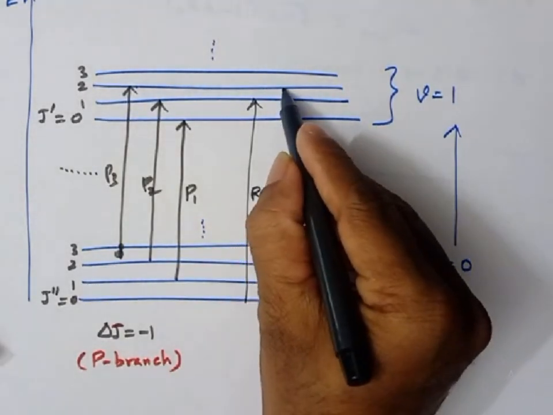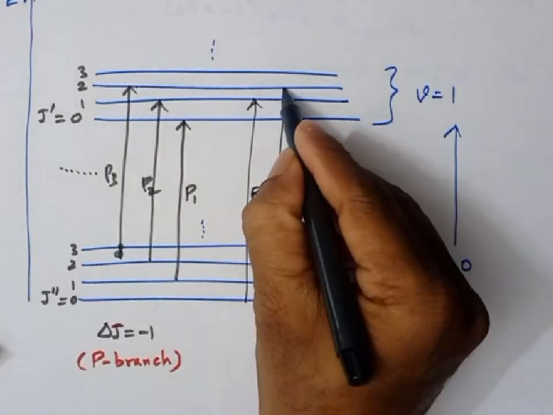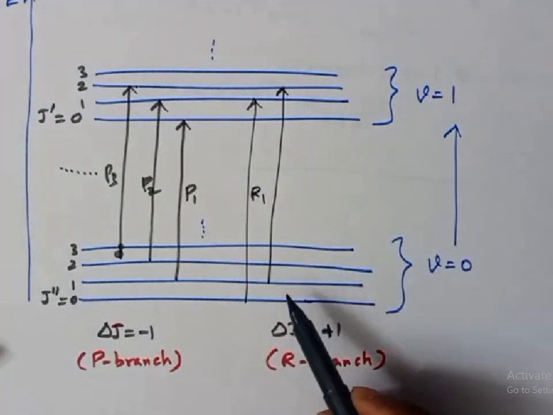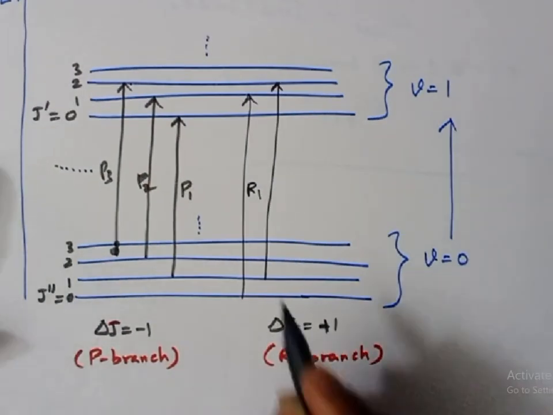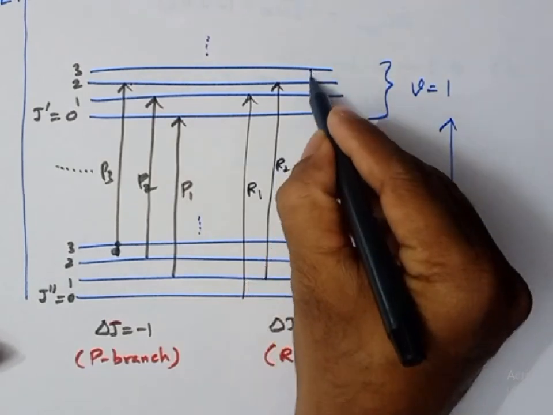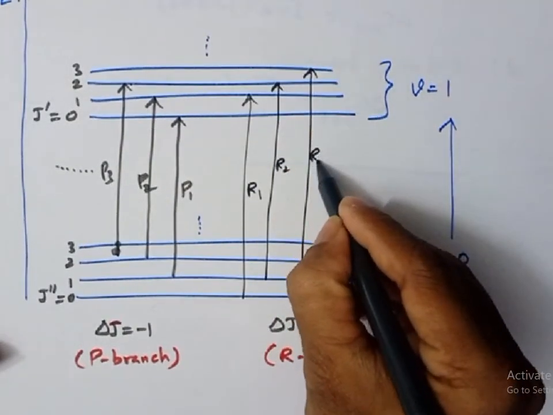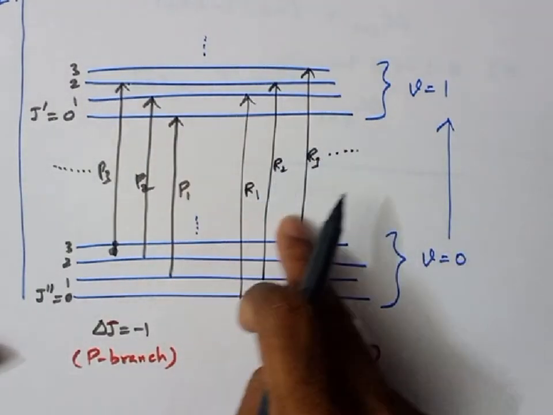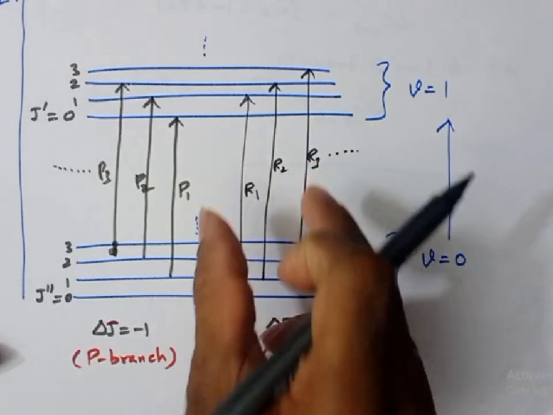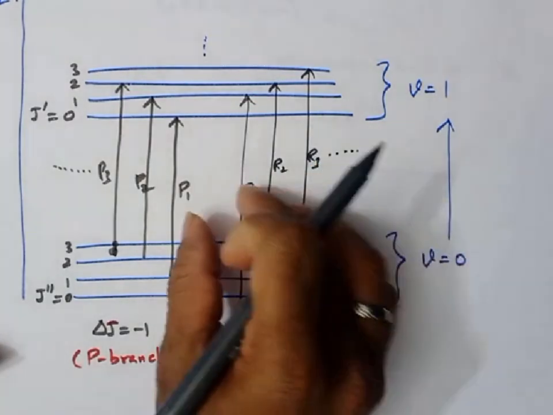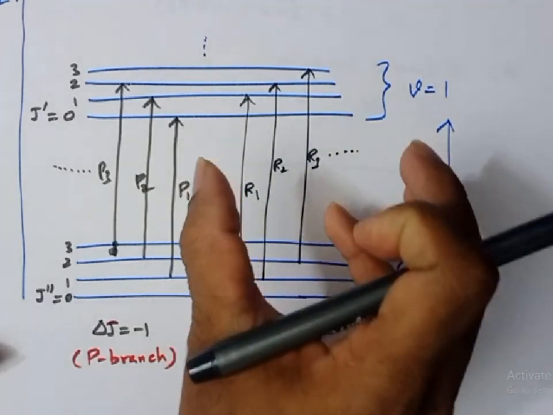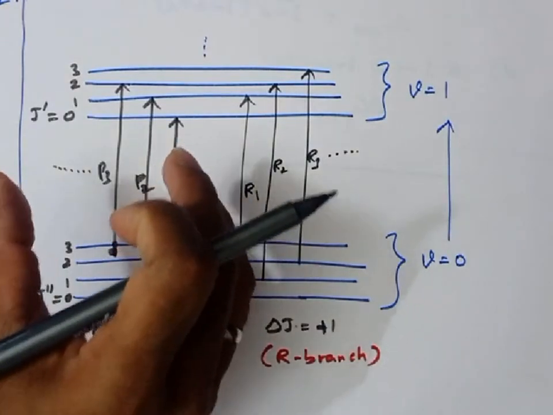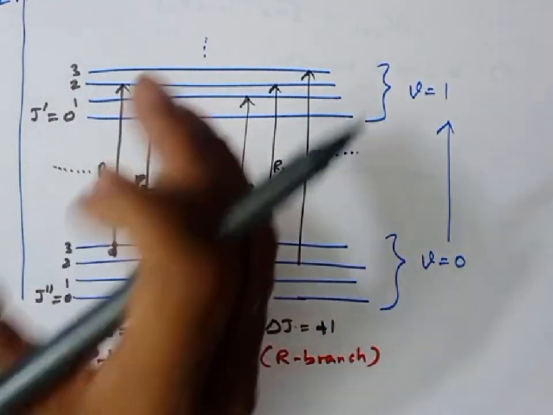Then the second R branch line. See here, the final state is 2, initial state is 1, 2 minus 1 is plus 1. This is the second R branch line, and this is the third R branch line, R3. Like that, we'll get many R lines. Why do we call these R lines? Because delta J for these lines is plus 1. You'll get a bunch of R lines, so it is called the R branch. Similarly, you'll get a bunch of P lines, which we call the P branch.